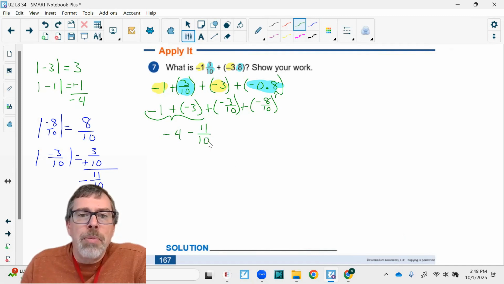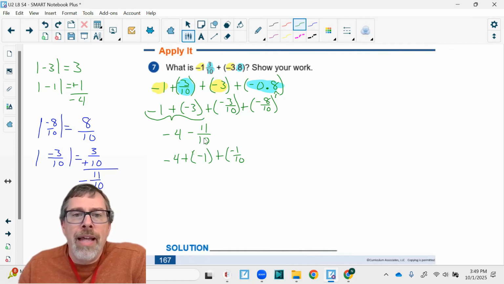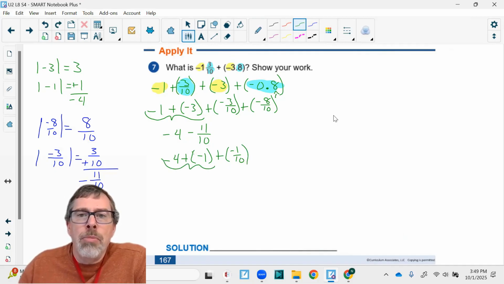I'm going to rewrite this because that's improper. -4 minus 1, or plus a -1, actually. Let me write it like that. So it's going to be -4 plus -1 plus -1/10. Okay, 11/10 is 1 and 1/10. And then I combine my like terms.